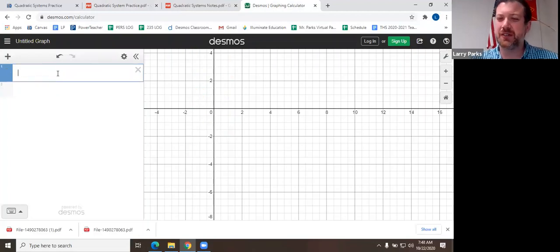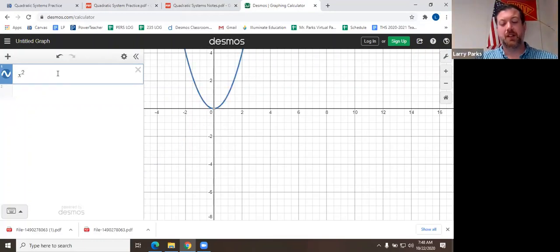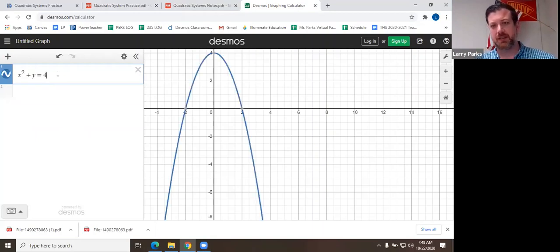I first want to talk a little bit about circles. So if you have, say, x squared, and you say plus y equals 4, that's a parabola. As soon as I type this as y squared, it turns into a circle.